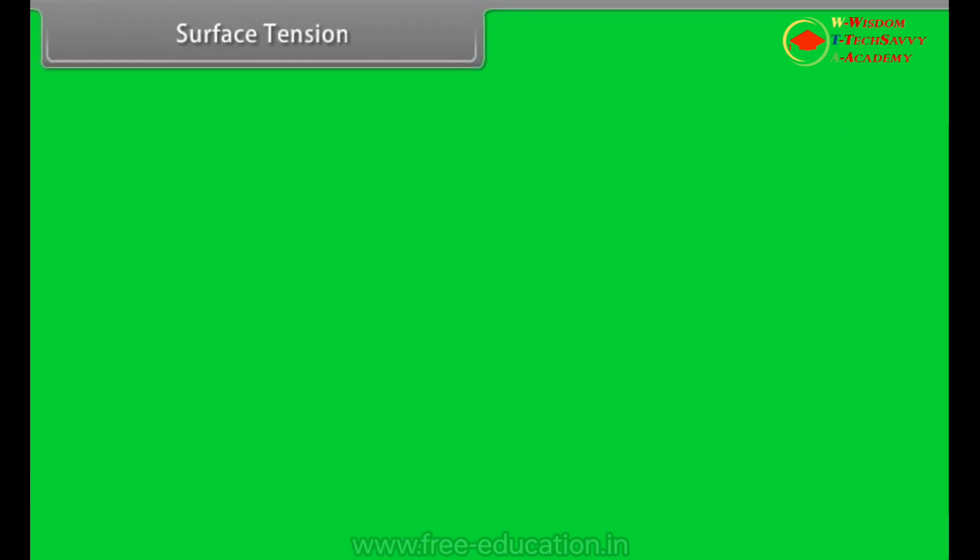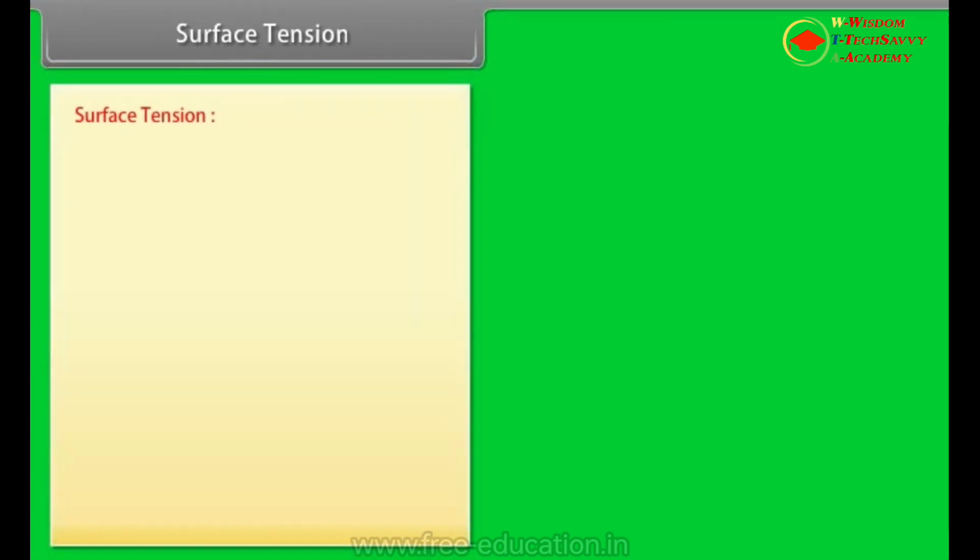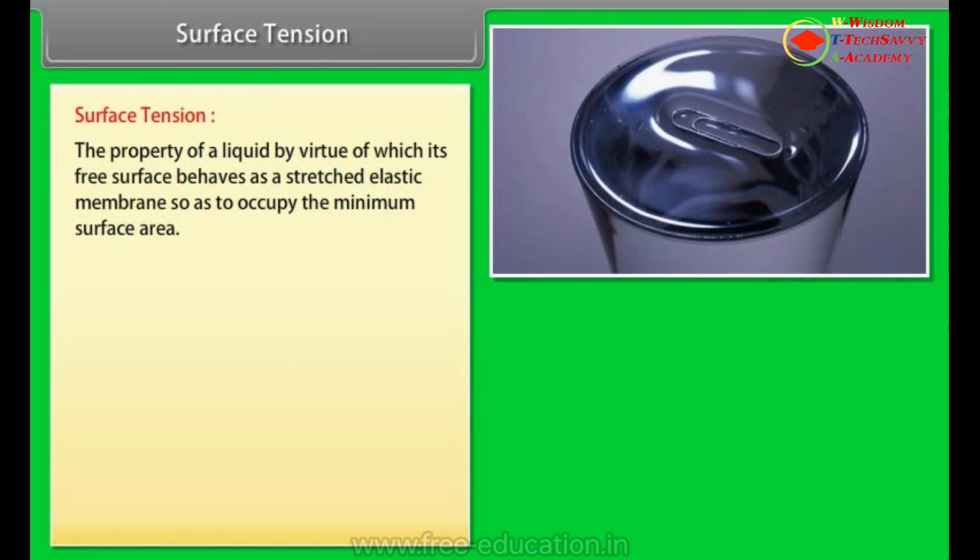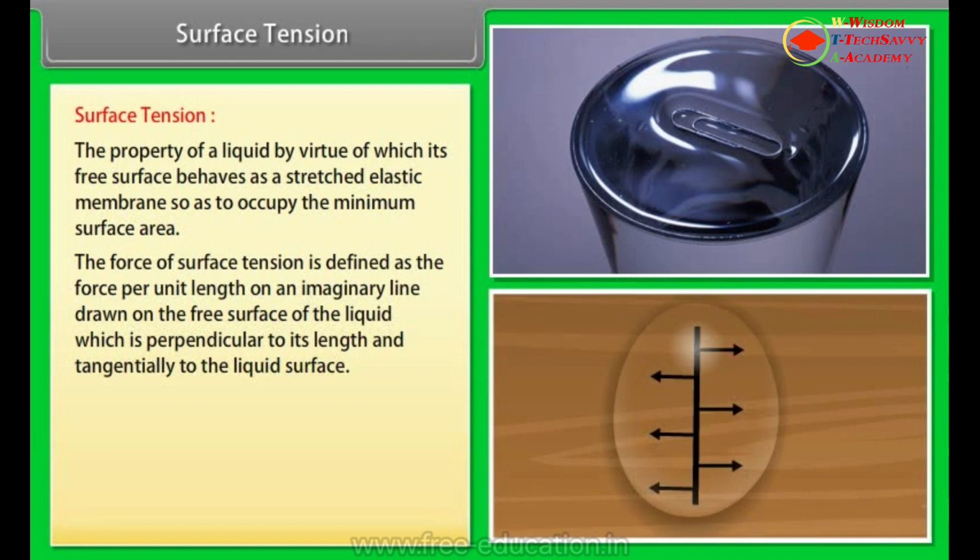Surface tension. Surface tension is the property of a liquid by virtue of which its free surface behaves as a stretched elastic membrane so as to occupy the minimum surface area. The force of surface tension is defined as the force per unit length on an imaginary line drawn on the free surface of the liquid, which is perpendicular to its length and tangential to the liquid surface.